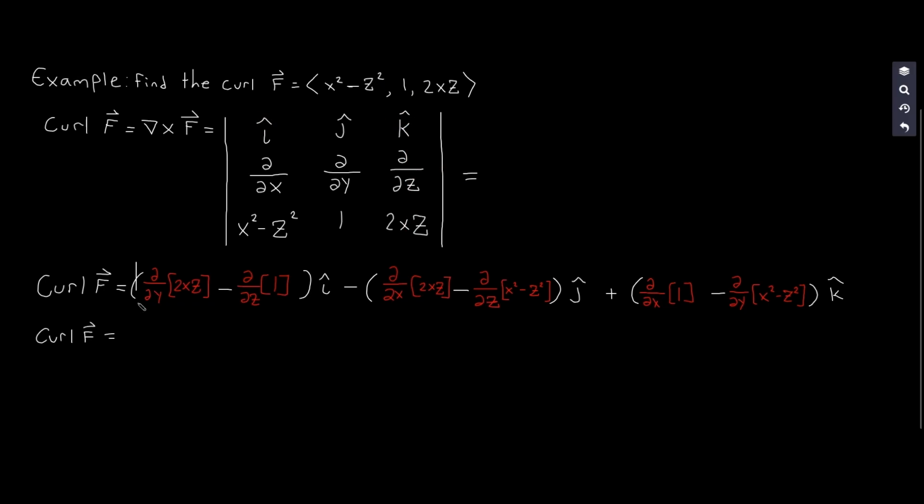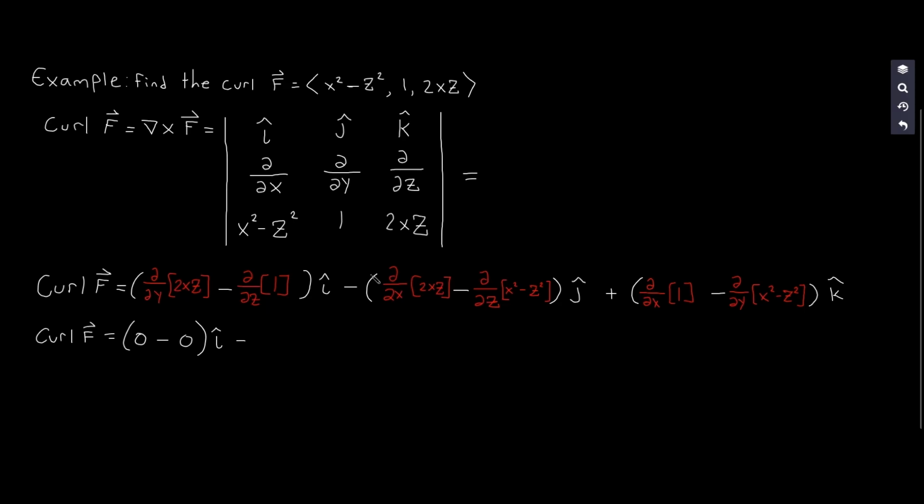So the first thing to do is that we need to take the partial derivative with respect to y of 2 times x times z. Well, there's no y variable in here, and everything gets treated as a constant. So essentially, we're going to have 0. Then from that, we will subtract what we get when we take the partial derivative of 1 with respect to z. There is no z in there, and 1 is a constant. And so the answer to that is going to be 0. So 0 minus 0 is what we're going to get for our i hat.